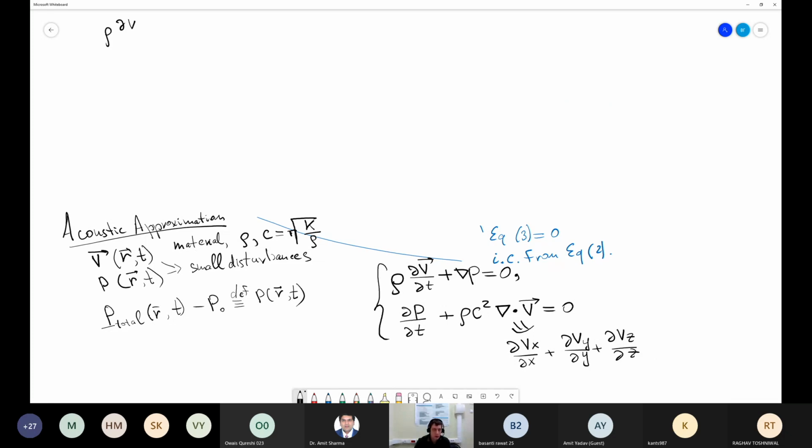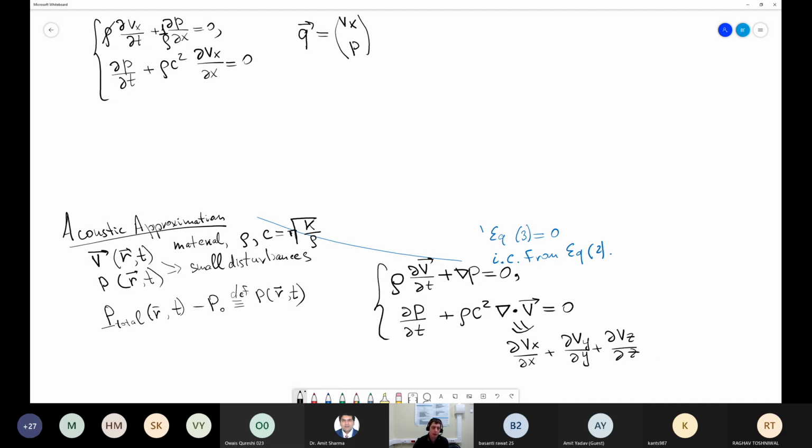Rho dvx divided by dt plus dp over dx is equal to 0. This is the first equation in the 1D case. And here dp over dt plus rho c squared dvx divided by dx equal to 0. What we can do, we can divide the first equation by rho, and let's do it. 1 divided by rho. And let's represent this system in the matrix form. We will introduce the new vector of unknown q functions, vx and p.